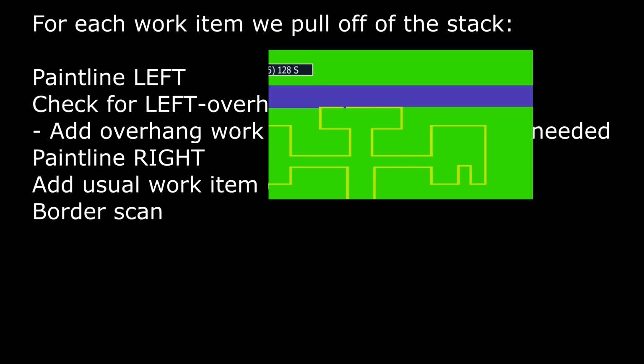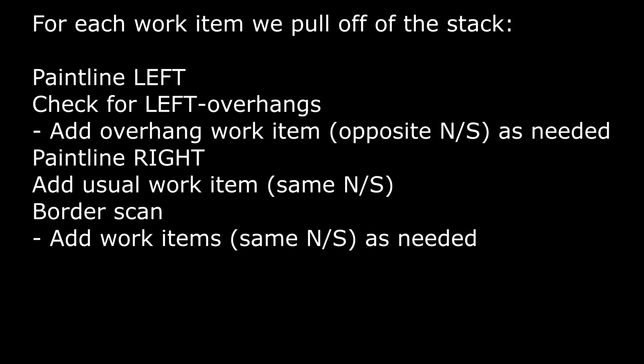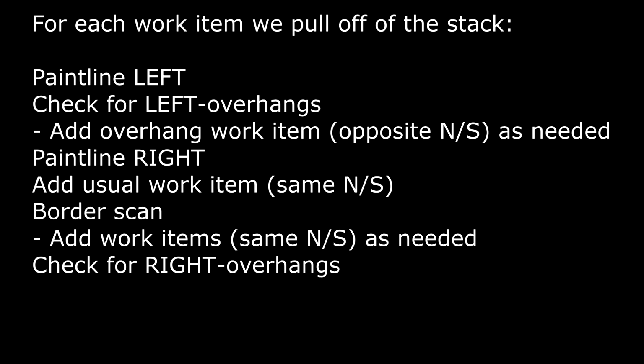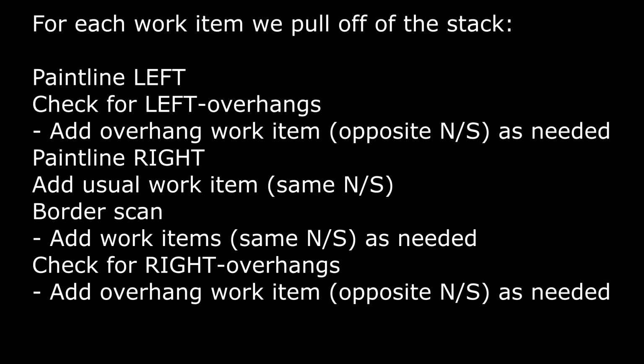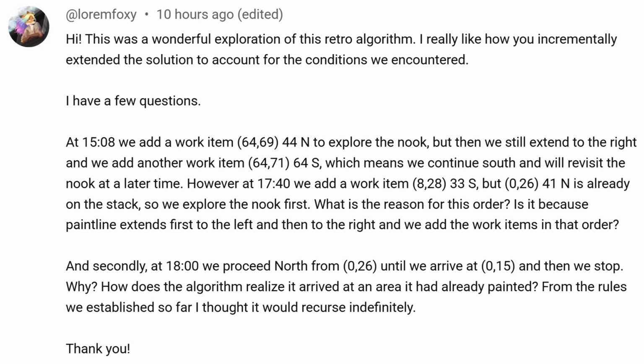Traverse past any border pixels to see if there's another opening that our previous line would have been able to paint into. And if we find any, now add work items for those in the same north-south direction as we're currently going. Finally, we check for right side overhangs. And if we discover the potential for that, we'll go ahead and add a work item to explore the overhang in the opposite north-south direction as we were going. There just so happens to be another question in the same comment, which we will get to later on in the video.